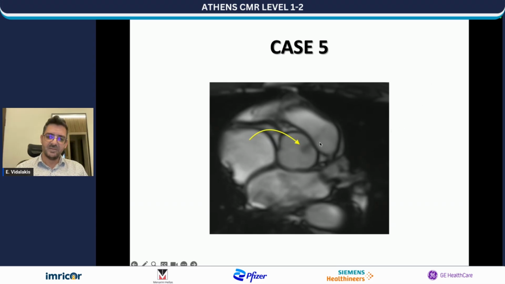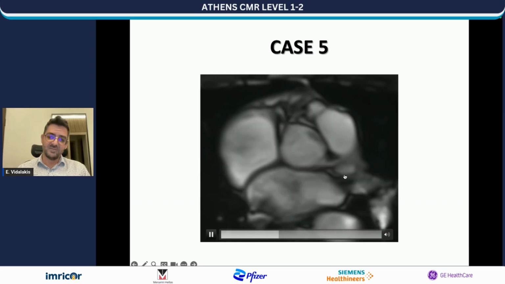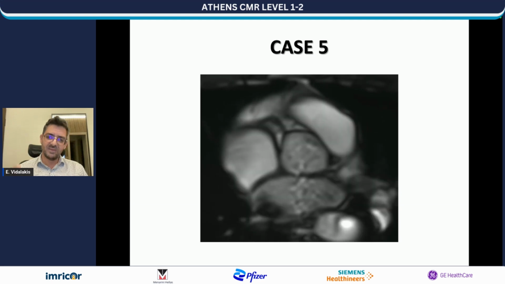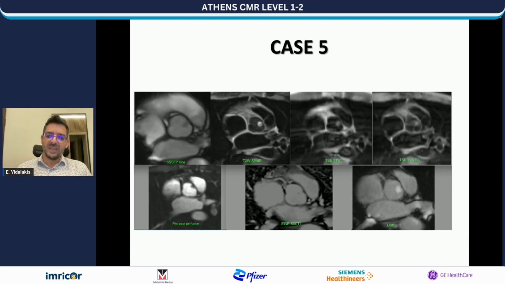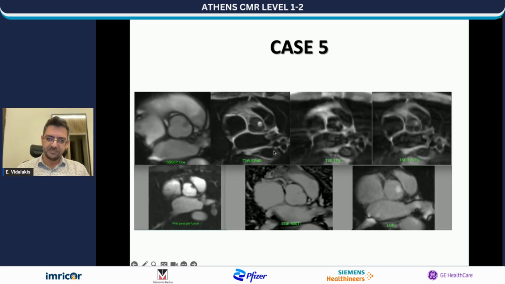Here is the mass, as you see, with the yellow arrow. And this is the balanced SSFP cine of the aortic valve. And as you see, this mass is moving with the cusps. And this is the tissue characterization of this small mass. As you see on the balanced SSFP, it has a low signal intensity.